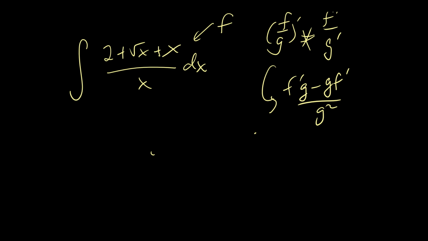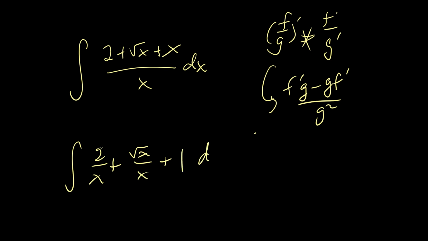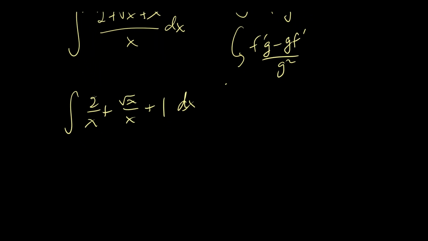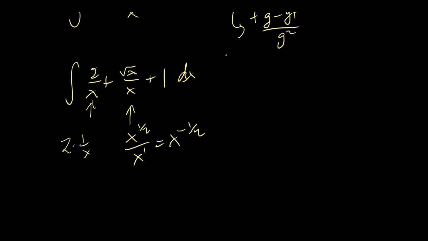So what you would do here instead is split it up because it's a fraction. This is 2 over x plus square root of x over x plus x over x, which is 1, dx. And now you just work with these separately. Now this one here is x to the 1/2 over x to the 1, which would be x to the negative 1/2 when you use the power rule from algebra. And so you'll use the power rule for integration there. This 2 over x is like 2 times 1 over x. And remember, the antiderivative of 1 over x is natural log of x. So the integral of that would be 2 natural log of x in absolute value. And then the integral of this one would just be x.